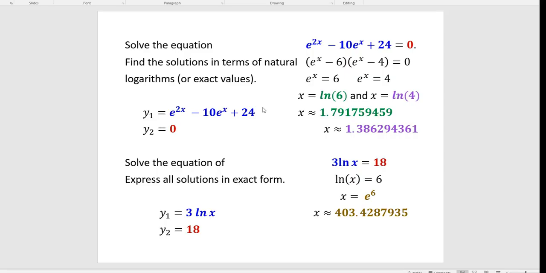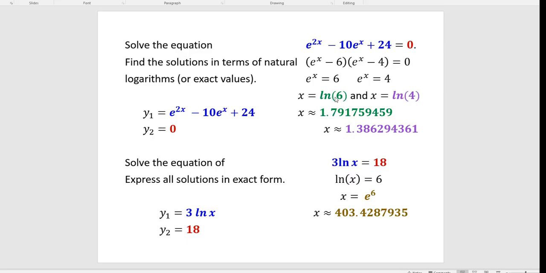The first problem is like a trinomial. It can be factored like one, which is our first step. Working backwards to see it, e to the x power times e to the x power gives e to the 2x power. Negative 6 times e to the x power plus negative 4 times e to the x power gives negative 10 e to the x power. Negative 6 times negative 4 equals 24.